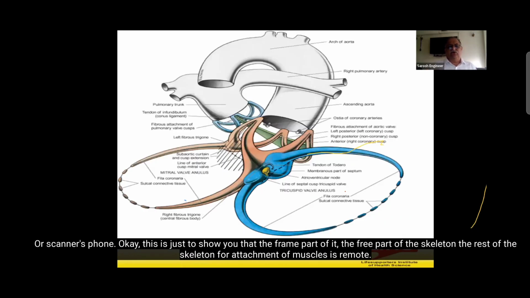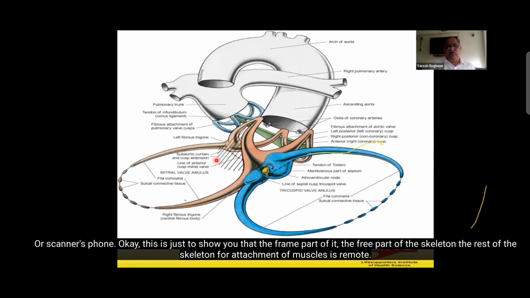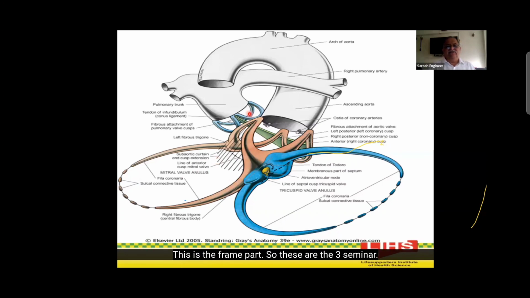Okay, this is just to show you the frame part of the skeleton. The rest of the skeleton for attachment of muscles is removed. This is the frame part. So these are the three semilunar aortic, red in color. You see this, now I'm drawing one U. So this is one semilunar, this is another semilunar, and this is the third semilunar. These are the aorta cusps.